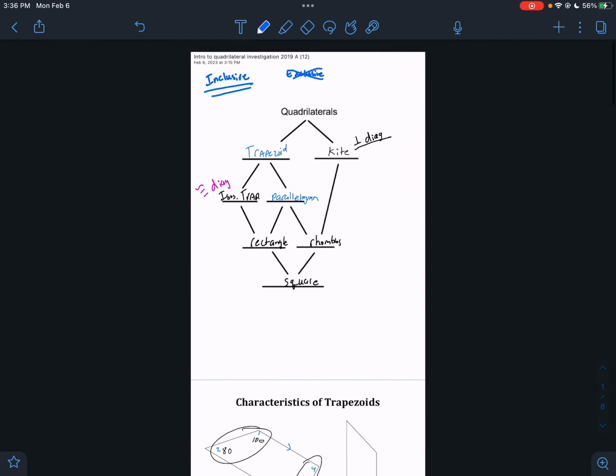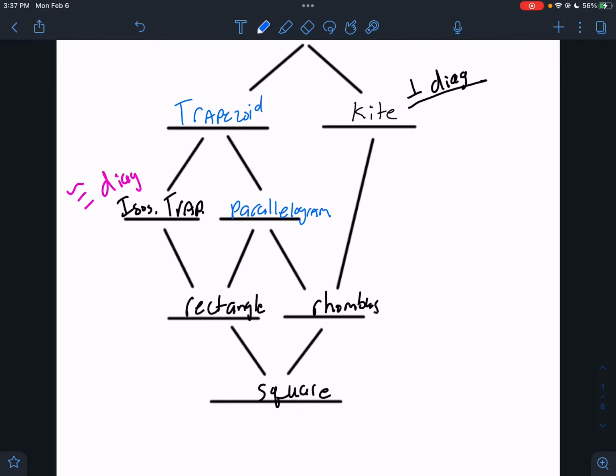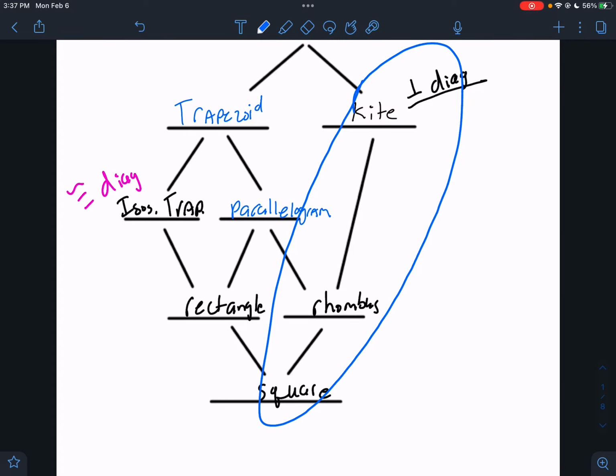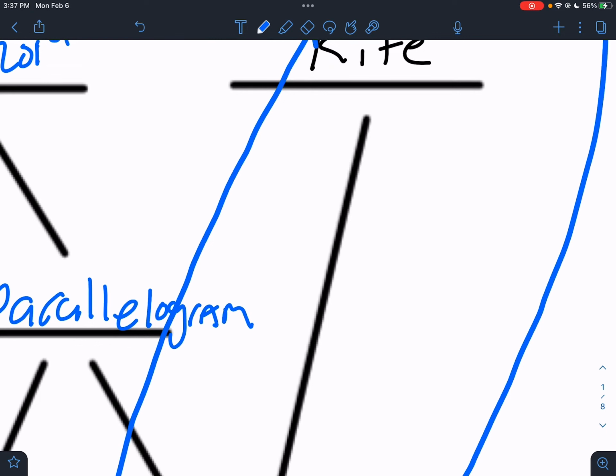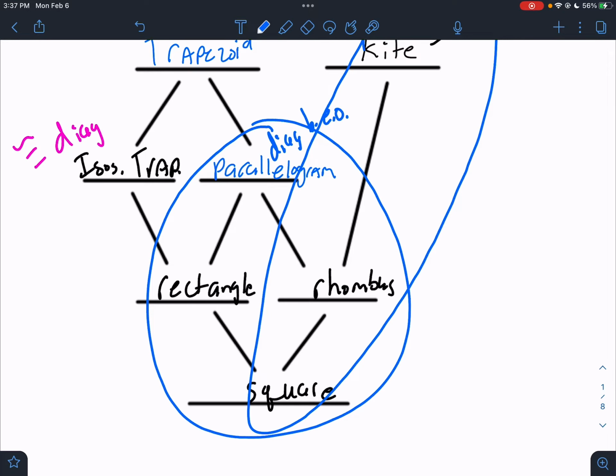Let's go back up here for a second. What if I said I got a shape and the diagonals are perpendicular and they bisect each other? Well, here are perpendicular diagonals. Where do the diagonals bisect each other? What did we just say? That's right here on the parallelogram. The diagonals bisect each other. I don't want to write all that, but bisect each other. So that's all of those.